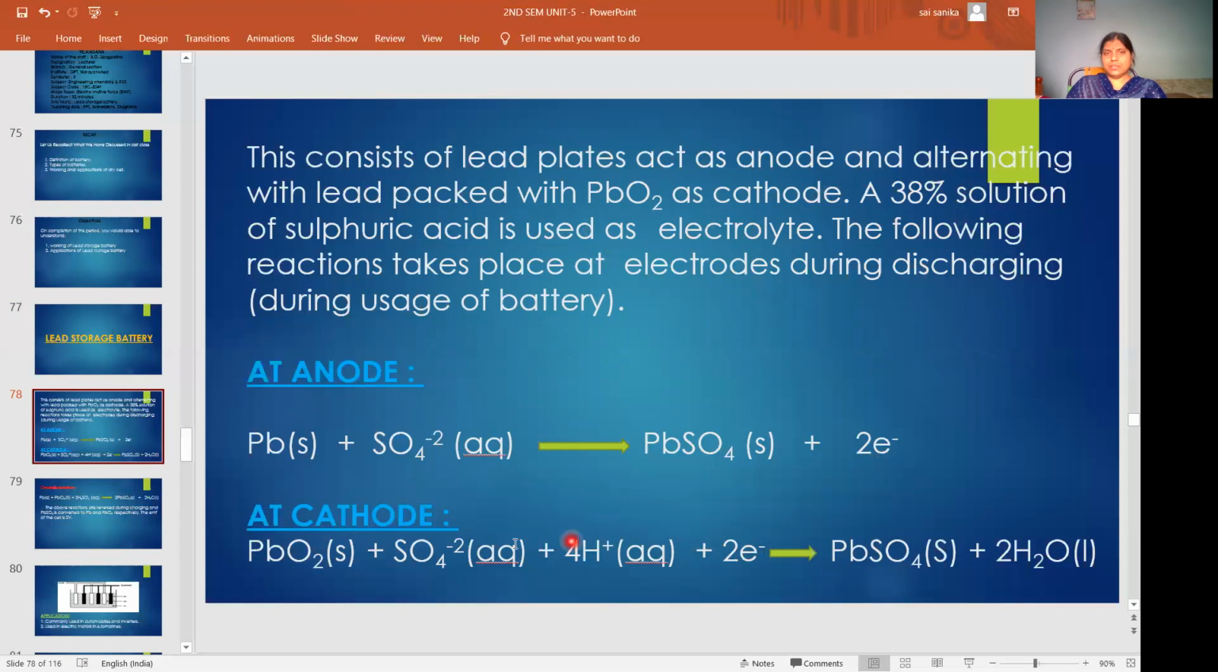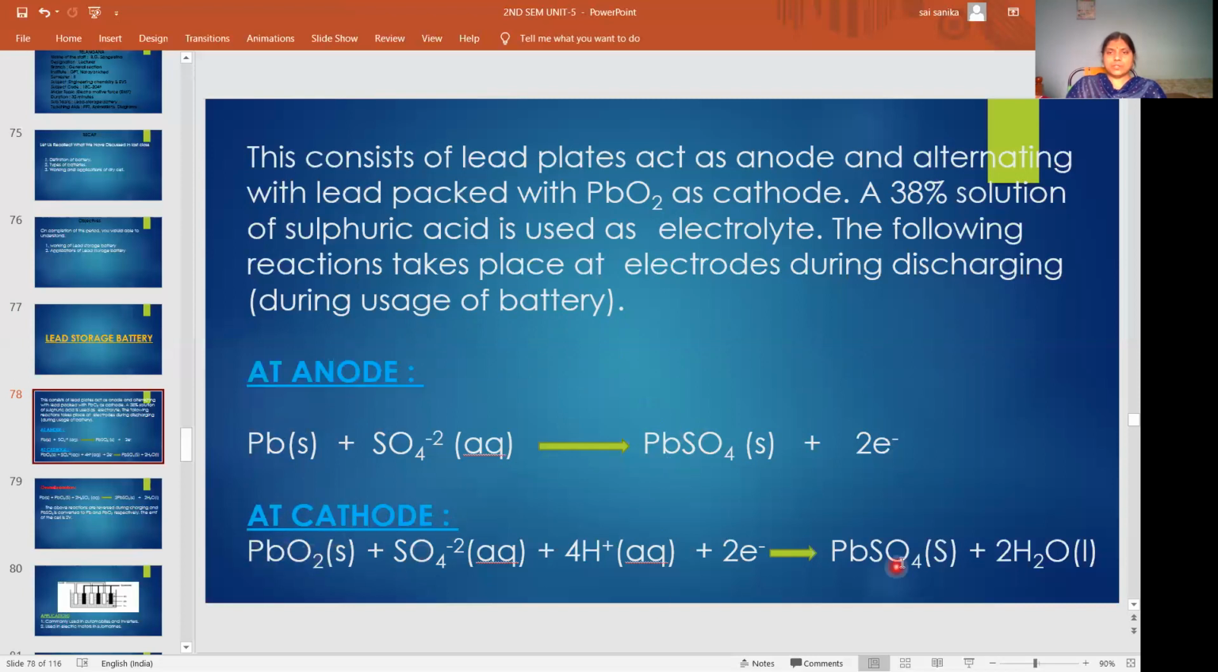That is, during use of the battery. So lead is converting into lead sulfate. Okay. So Pb plus SO4 2- reacting, and you are getting PbSO4 and 2 electrons are released. This is the reaction taking place at anode, that is oxidation. Which is undergoing oxidation? This Pb. It is in zero state, it is converting into plus 2 state. Okay. Then at cathode.